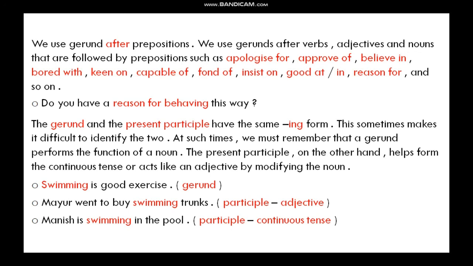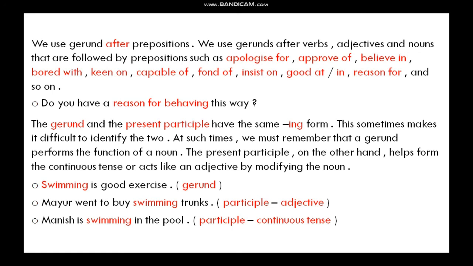The gerund and the present participle have the same ing form. This sometimes makes it difficult to identify the two. At such times, we must remember that a gerund performs the function of a noun. The present participle, on the other hand, helps form the continuous tense or acts like an adjective by modifying the noun. So यहाँ पे बहुत आसान शब्दों में मैं बताऊँ कि जब भी ये कन्फ्यूज़न हो कि ये वर्ड gerund की तरह यूज़ हुआ है या प्रेजेंट पार्टिसिपल, so you will have to always remember this thing that gerund functions like a noun and present participle form of verb always comes with the to be form of verb.